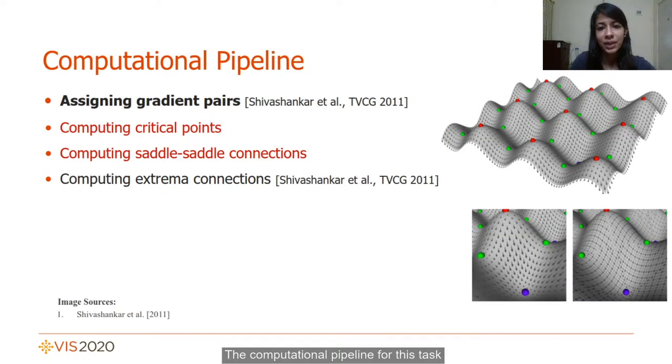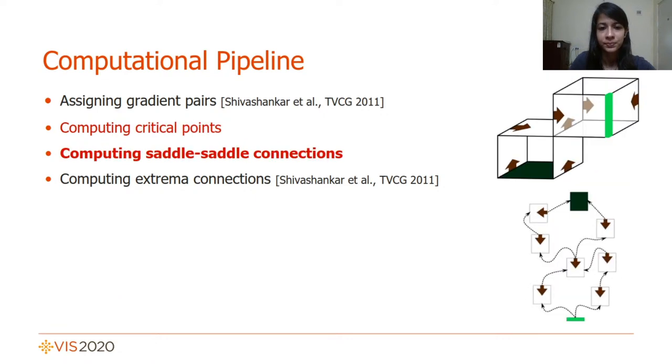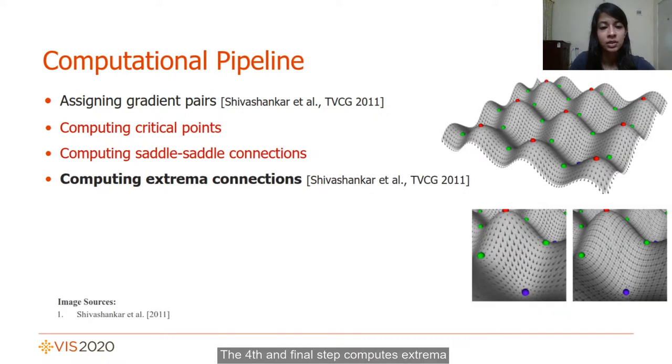The computational pipeline for this task consists of four steps. The first step assigns gradient pairs, which we borrow from the state of the art by Shivashankar et al. Further, these gradient pairs are used to locate all critical points. The third step, which is the primary bottleneck in existing approaches, involves the computation of saddle-saddle connections. The fourth and final step computes extrema connections in parallel, which we again borrow from Shivashankar et al.